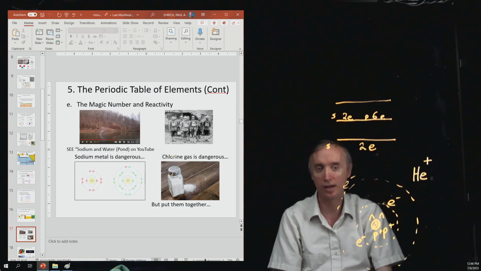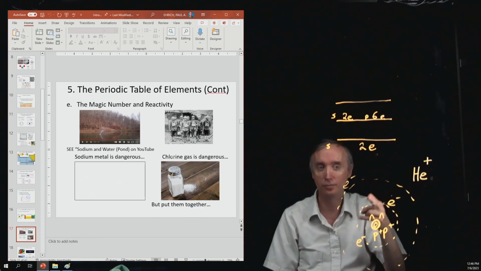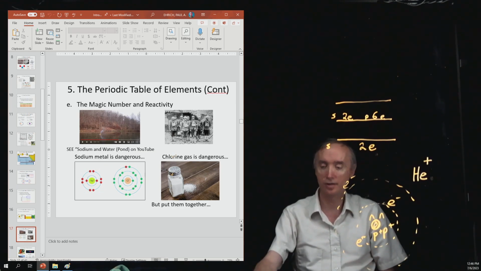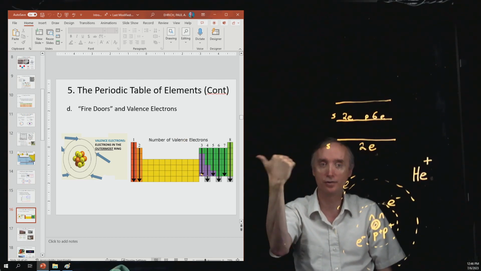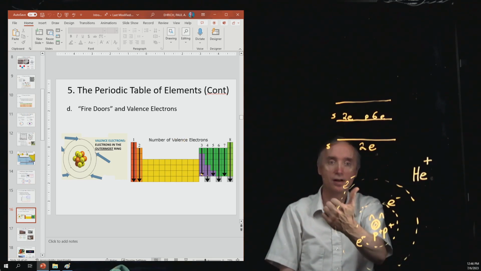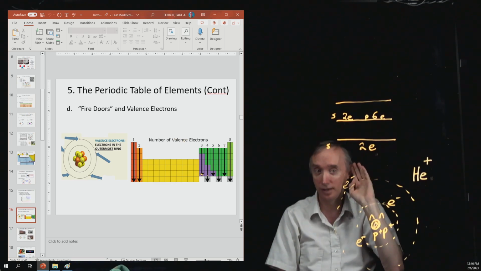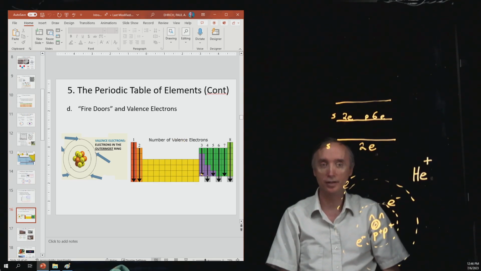Now, how do you get the number 8? Well, it could be 4 plus 4. It could be 1 plus 7, but 2 plus 6 gives you the number 8. And look at this. You've got 2 columns on this side over here, and you've got 6 columns on this side over here, and when you add 2 plus 6, you get 8. So a very, very stable atom is going to have 8 outer electrons.